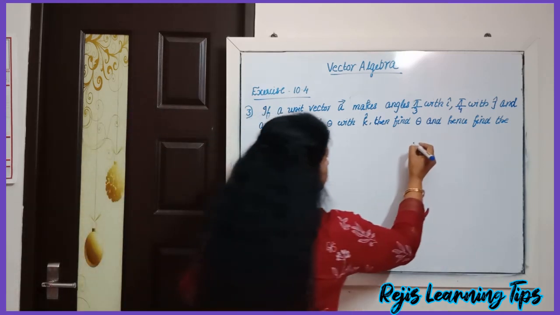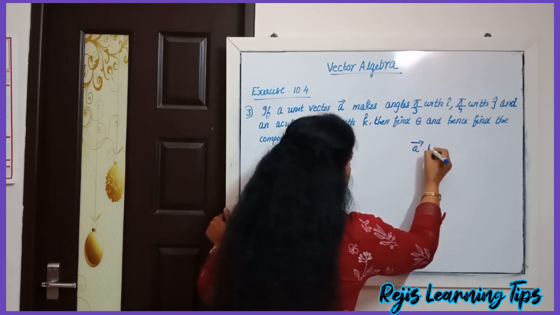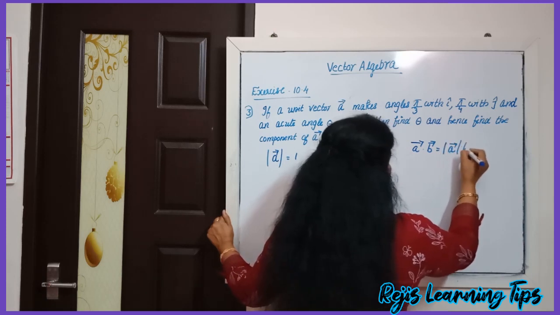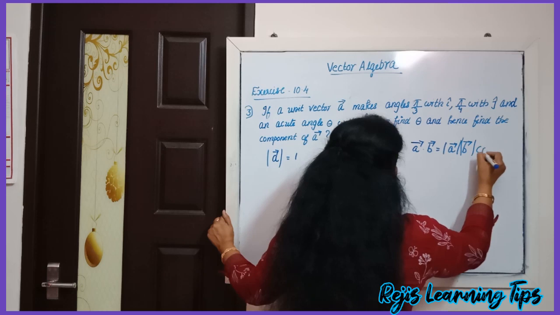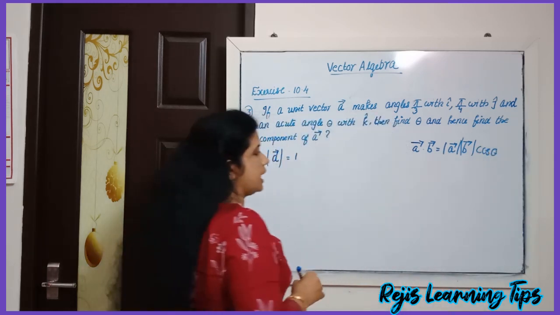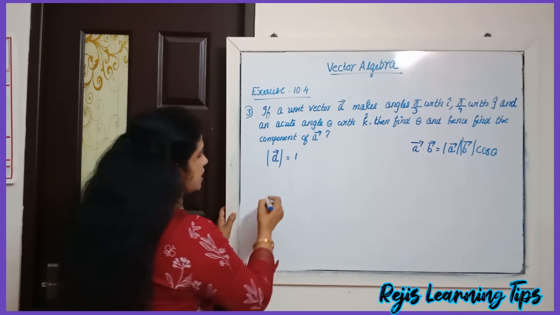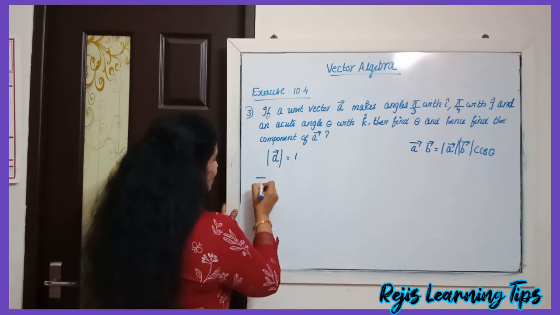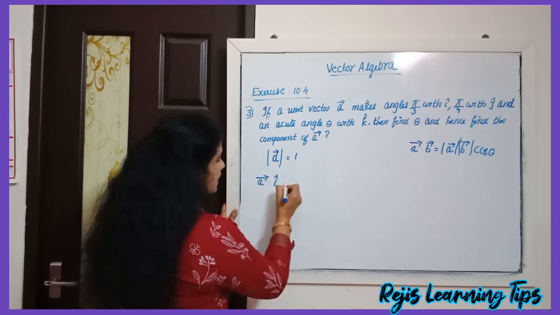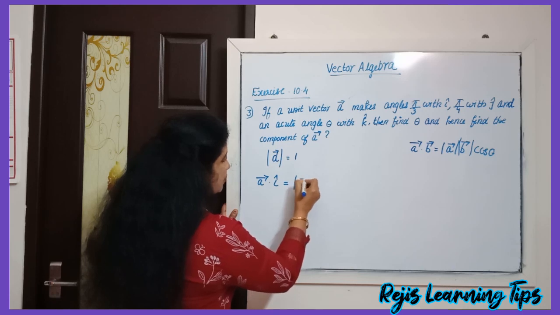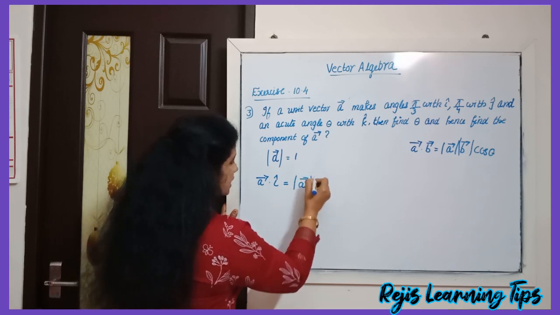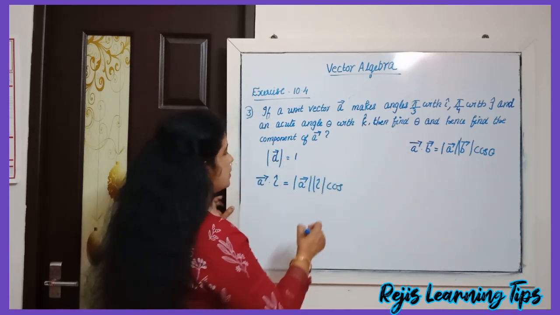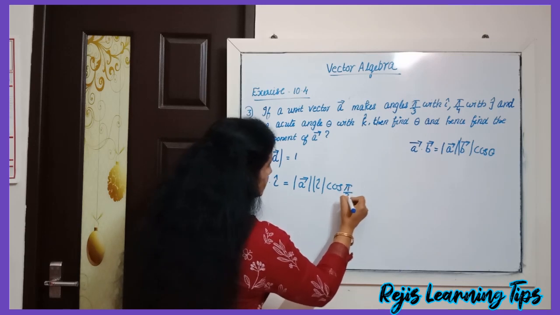So we can write here, we know vector A dot B is equal to modulus of A, modulus of B, into cos theta. Just like that we should write here, vector A makes angle pi by 3 with I. So vector A dot I cap is equal to modulus of vector A, modulus of I cap, cos pi by 3, since it makes an angle pi by 3 with I.